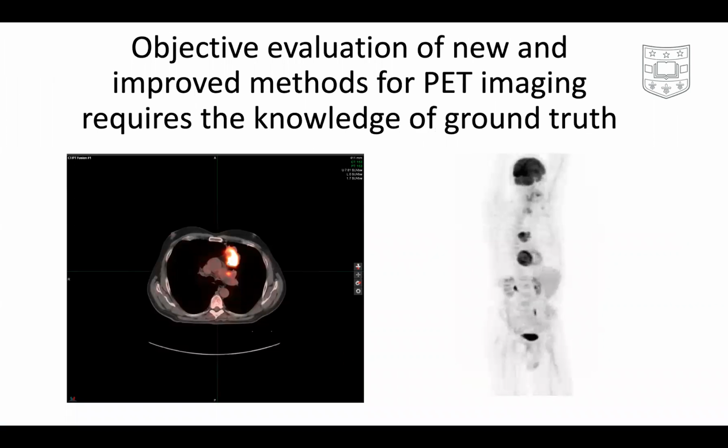Positron emission tomography is a widely used imaging modality with multiple clinical applications, in particular for diagnosis and assessment of treatment response of cancers. Thus, several new and improved methods have been developed for PET image reconstruction, segmentation, and quantification. Objective evaluation of these methods typically requires the knowledge of the corresponding ground truth. For instance, evaluation of PET segmentation methods requires the knowledge of the ground truth tumor boundaries.